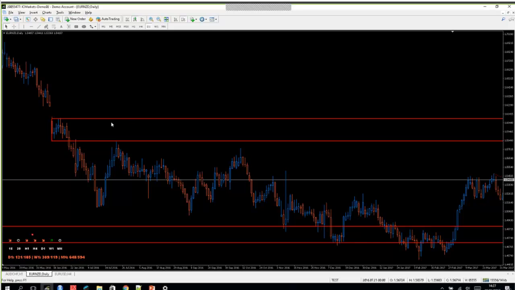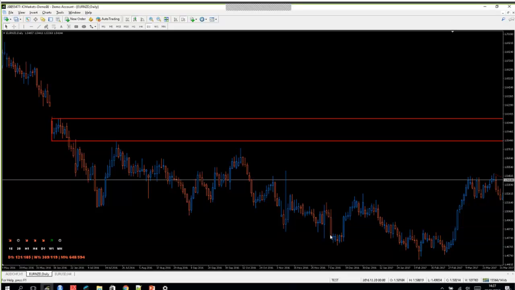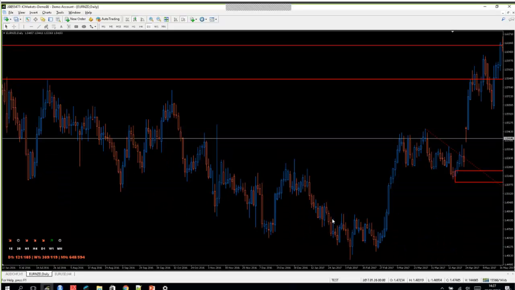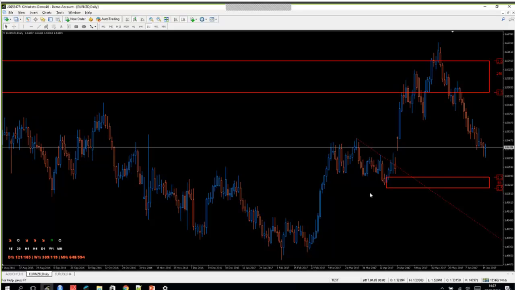So price drifted lower here. This is still intact. And I mean, we can see the price poked up in here. This is just a reaction to this supply, as is this. I'm going to remove that because it's gone. And then price finally managed to poke through this area.